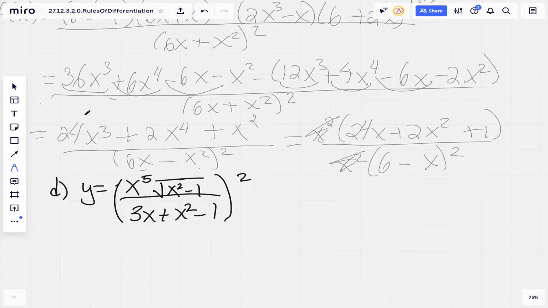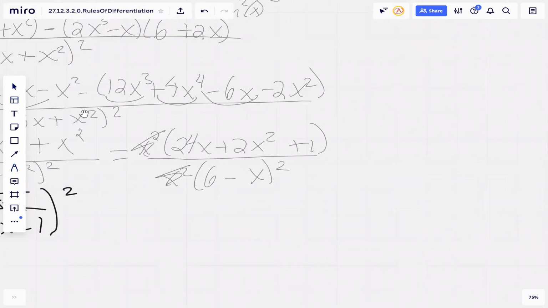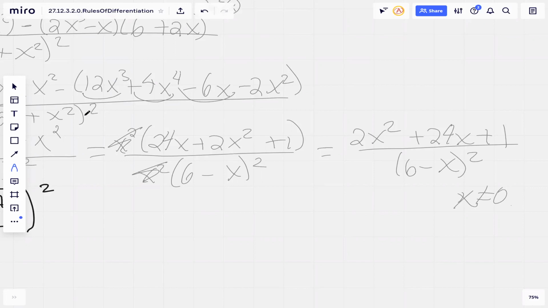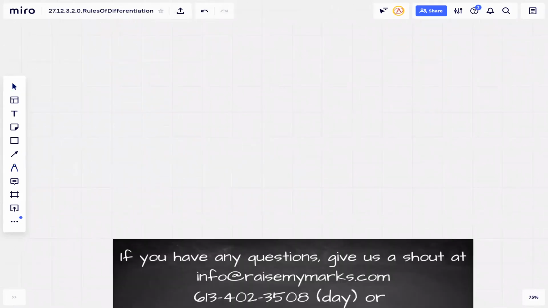I'm trying to think if we can factor this. No, we cannot. And we're left with, let's move over to the right, 2x squared plus 24x plus 1 over 6 plus x, all squared. And this is provided x does not equal 0, of course. Good. Okay, let's see, what do we have next?